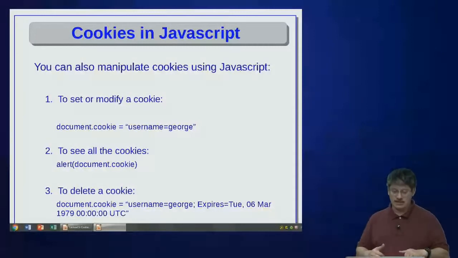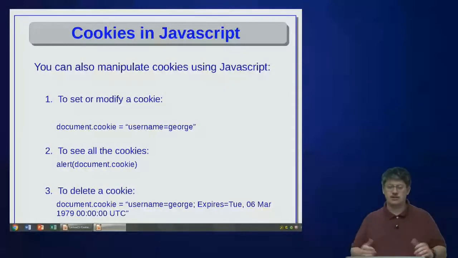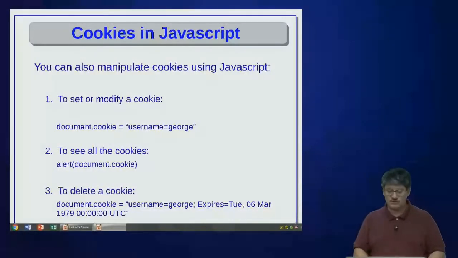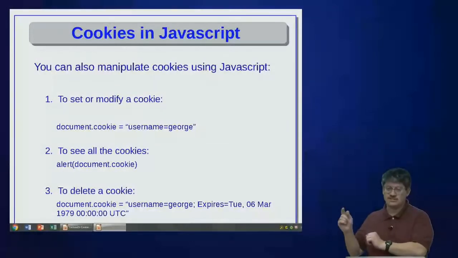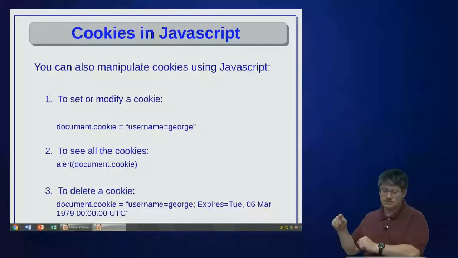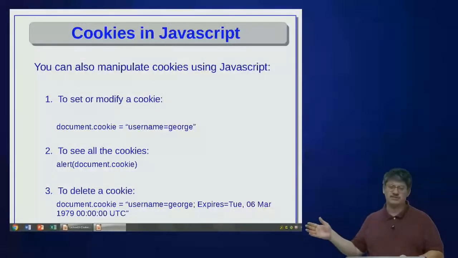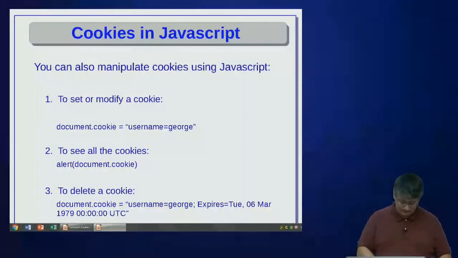I can delete a cookie. The only way I can delete a cookie, though, is to set its expires attribute to some date in the past. So, for example, if I no longer want to remember that the username is George, I can set document.cookie to "username=George; expires=Tuesday, 6th of March, 1979, 00:00:00 UTC". And that will delete the cookie because March 6, 1979 was 37 years ago.